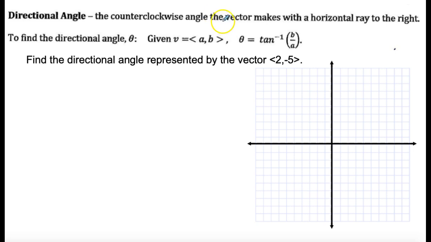All right. So the reason now that this is part of trigonometry, let's get into some of these problems. So if we are given a vector, we can find the angle that it creates with the horizontal. So to do that, we're going to use tangent, but essentially we're going to just set up a right triangle. All right? So let's draw a picture here. So here we want to find the directional angle represented by the vector <2, -5>. So <2, -5> would be a vector that looks like this.